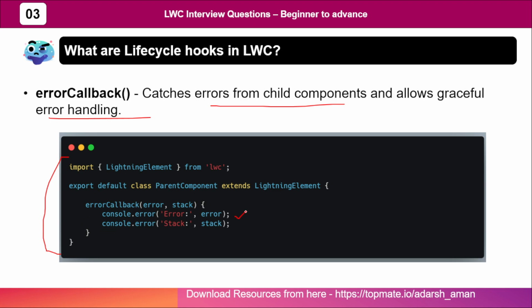So here we can see on the console what the error is. Here we can see the stack trace of that error. If you want to see all those details, why the child component is failing, those details we can check in the error callback method. So this is about the 5 lifecycle hooks and their use cases. This is a very important question in any LWC interview, so prepare it very well.